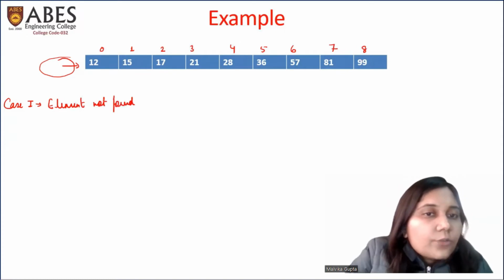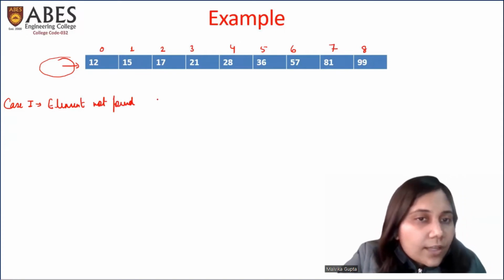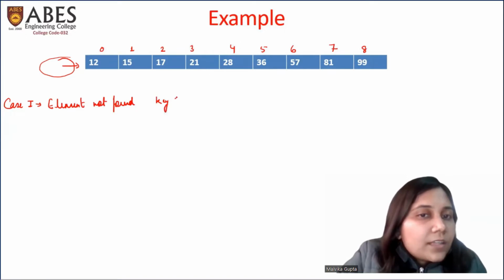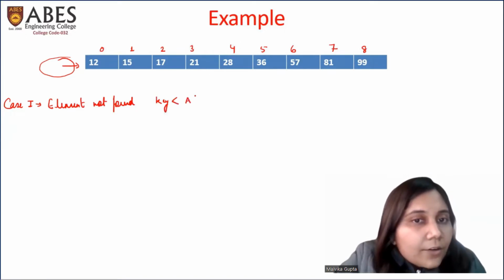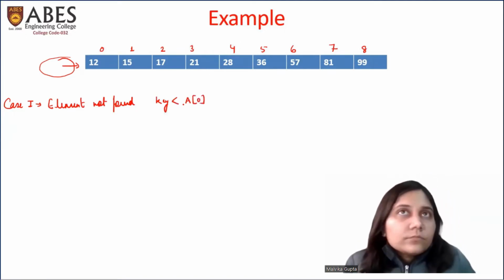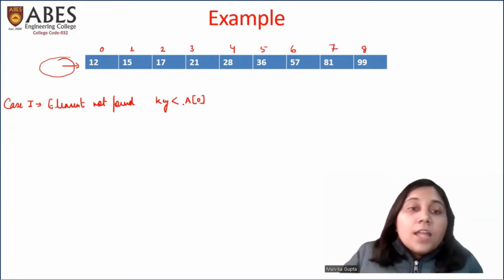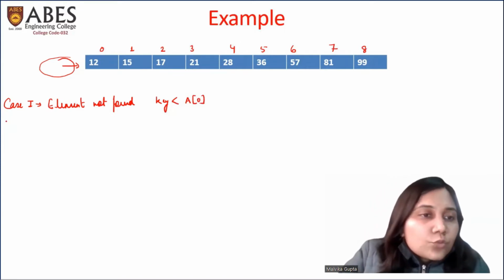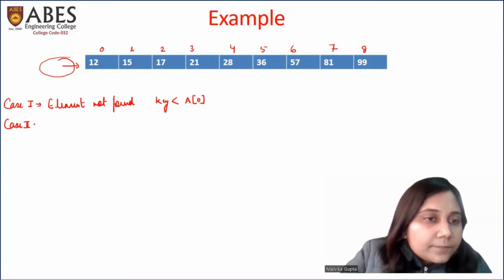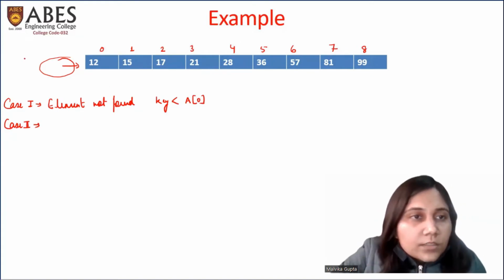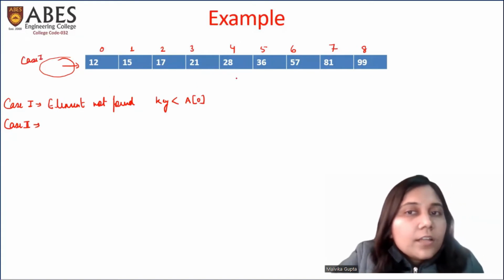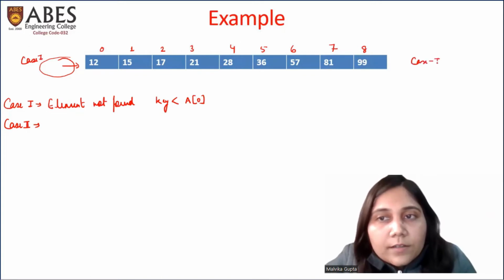I hope this is clear to everybody. It means that we are searching for that. Like suppose if key is less than my a of 0, right? This is that situation. Next one, case 2. Case 2 says that, this is case 1, I have written. Case 2, I am taking this one.